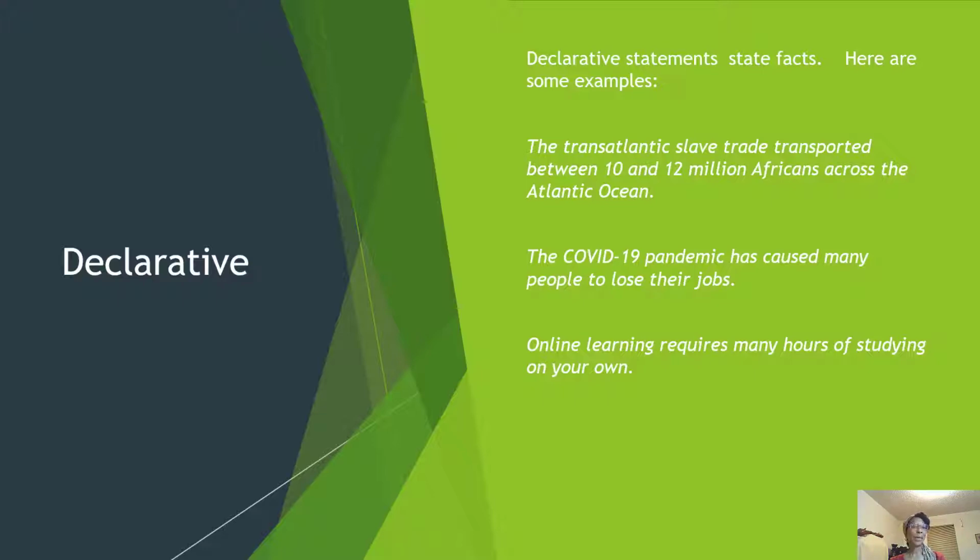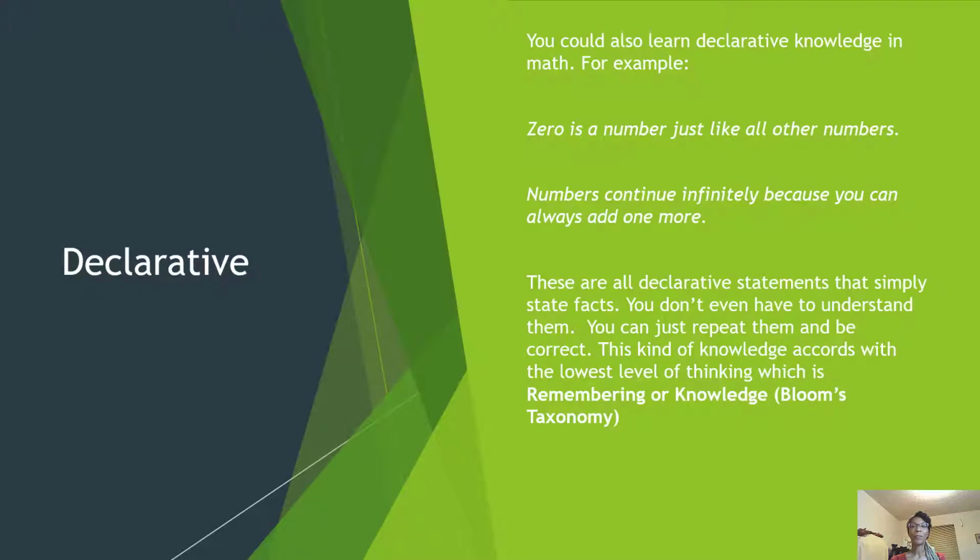These are just statements. You can look them up to see if they're true, to see if they're false. They don't necessarily have to be true in order to be a declarative statement. You could also have declarative statements in your math class. So for instance, 0 is a number just like all other numbers. Numbers continue infinitely because you can always add one more, okay?